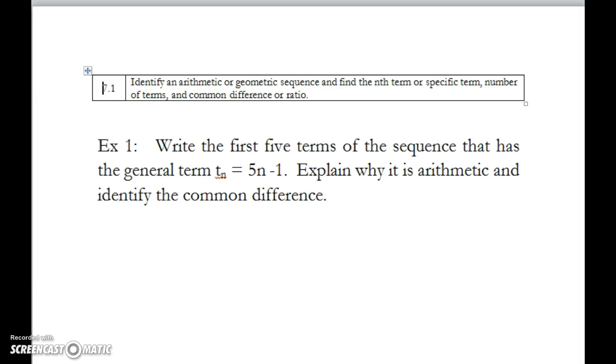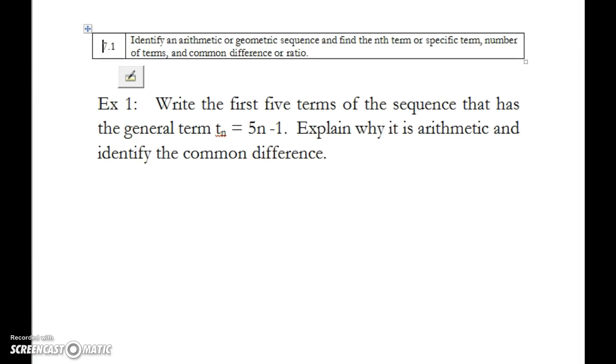Our first example says, write the first 5 terms of the sequence, explain why it's arithmetic, and identify the common difference. Alright, so we want to find the first 5 terms. And let's start with term number 1. When we're finding our first term, the n value for that term is 1. N is kind of like our counter, our quantifier. It tells us how many of something that we have.